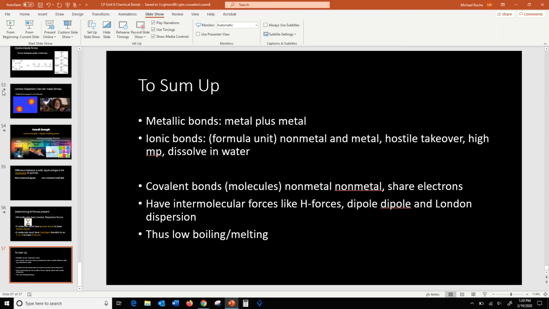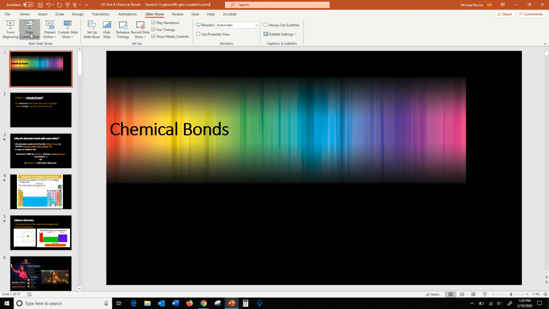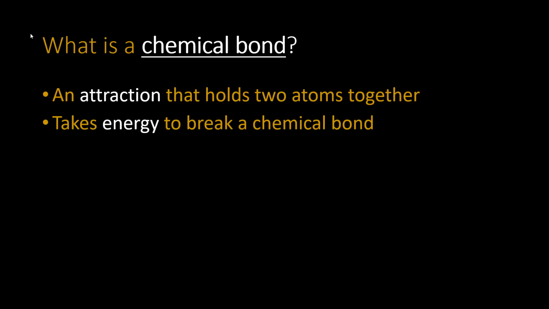All right, so we are going to discuss bonding today and chemical bonds. And you'll see here why I've chosen this rainbow spectrum for my background. But chemical bonds are very important to understanding all of chemistry. And so let's first start with what is a chemical bond. So that is an attraction that holds two atoms together.